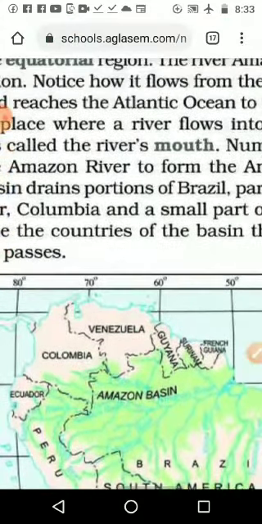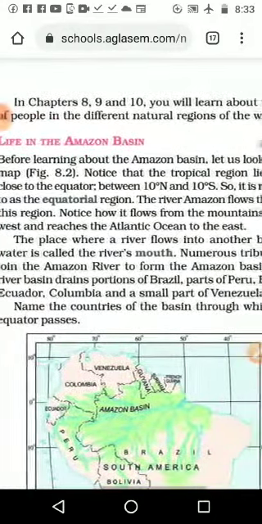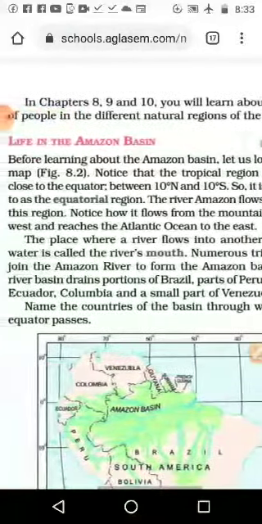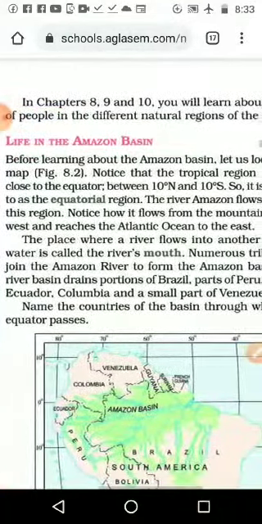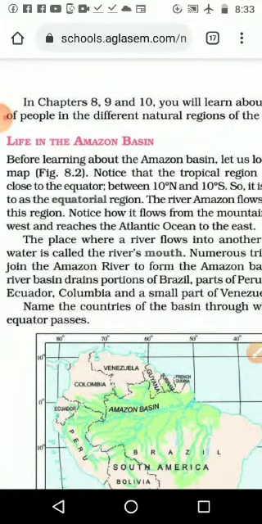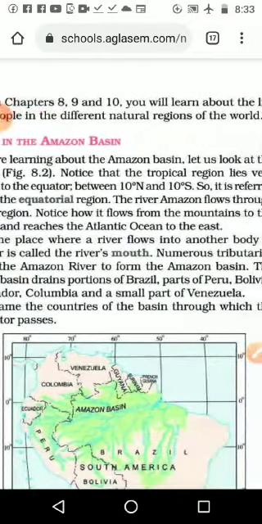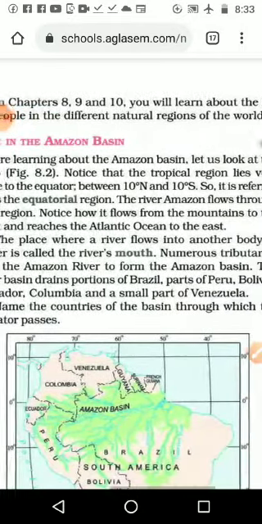Okay, then the next one, the river mouth. The place where a river flows into another body of water is called the river mouth. Where the river flows into another water body, the ocean or the lake, that is known as the mouth.